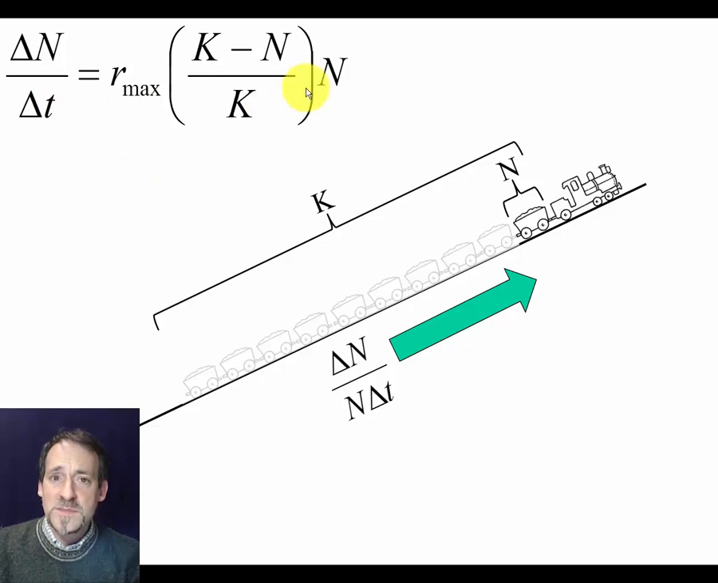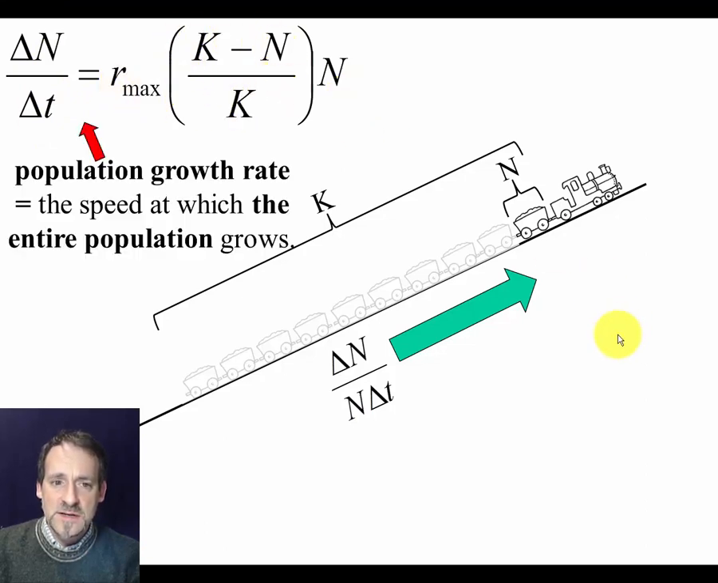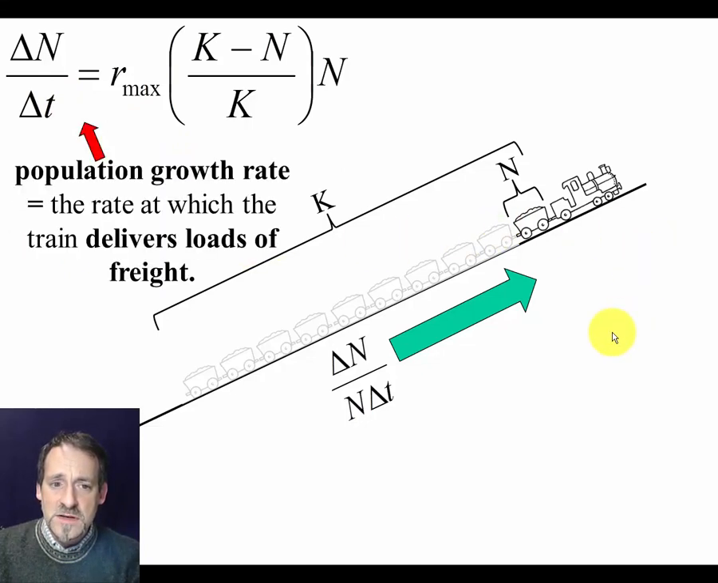So we multiply both sides by N. Now we're back to this form of the equation: delta N over delta T equals R max times this term times N. And now what's on the left side is the population growth rate, the speed at which the entire population grows. In terms of the train, it's the rate at which freight gets delivered. So when the train is moving very fast but has a tiny load of cargo, it's not delivering the cargo all that quickly.